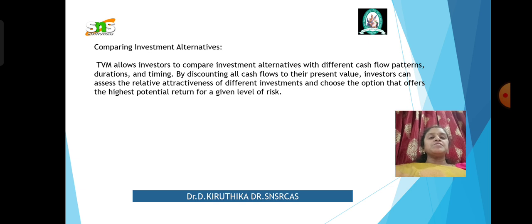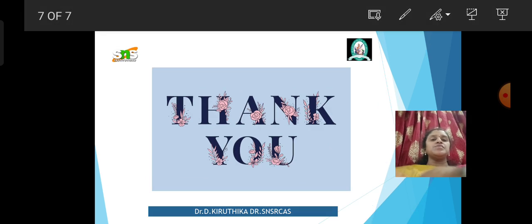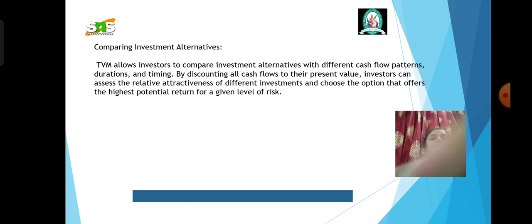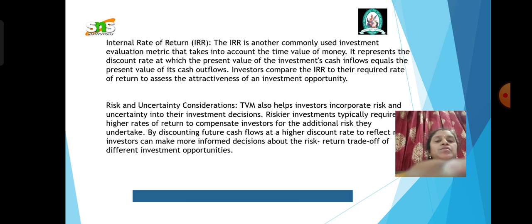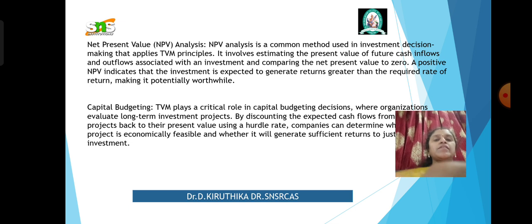Then comparing investment alternatives. TVM allows investors to compare investment alternatives with different cash flow patterns, durations and timing. This is the best way in which we can analyze investment alternatives. By discounting all cash flows to their present value, investors can assess the relative attractiveness of the different investments and choose the option that offers the highest potential return for a given level of risk. These are the ways in which we analyze the time value of money.